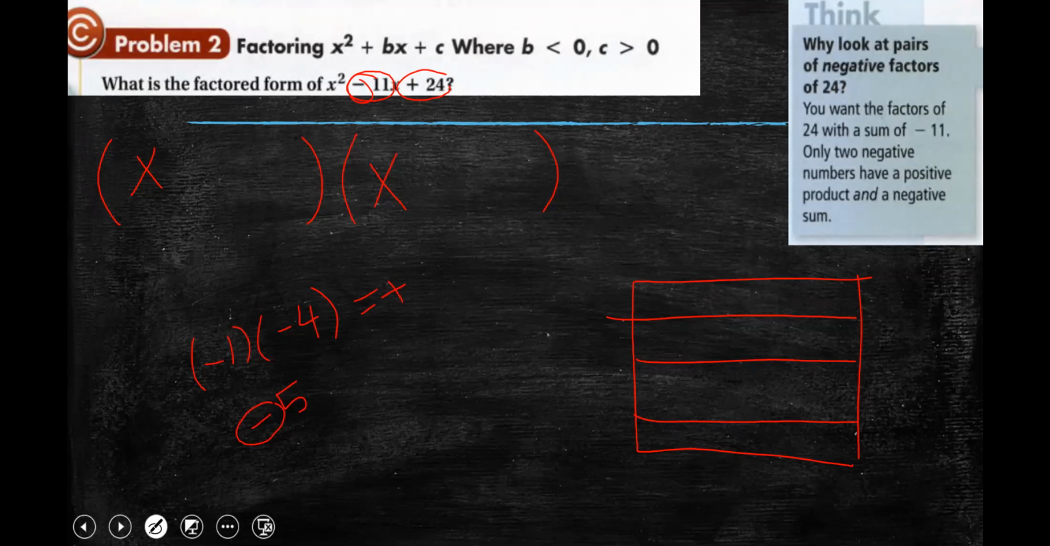I want you now to give me two factors of 24 with a negative sign. If you multiply them, you get positive 24, and if you add them, you get negative 11. Negative 6 and negative 4, negative 8 and negative 3.